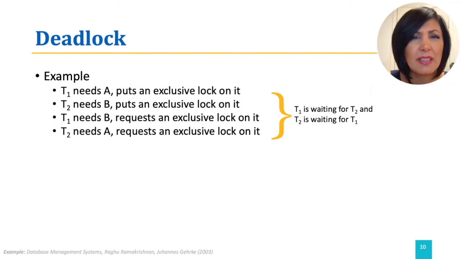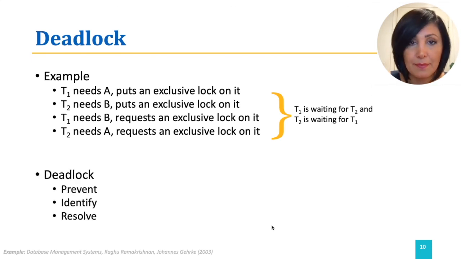Deadlocks are typically very infrequent and involve very few transactions. However, if we do not deal with deadlocks, they might affect the performance of our database management system. In order to deal with deadlocks, we need to be able to either prevent them or identify and resolve them when they happen. Let's start from detecting and resolving, and then we will see how we can prevent deadlocks.